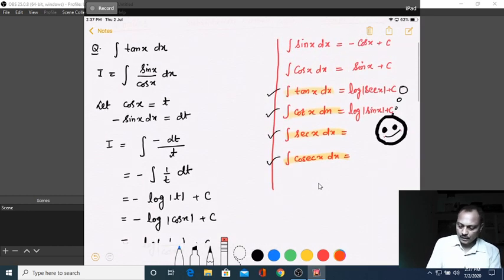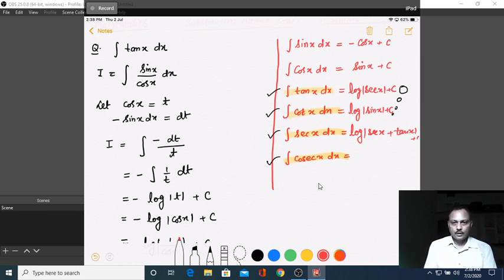Once again, we have the formula for the integration of sec x, that is log of sec x plus tan x plus c. In the same way, we have to find the integration of cos x. Now this one, do yourself.